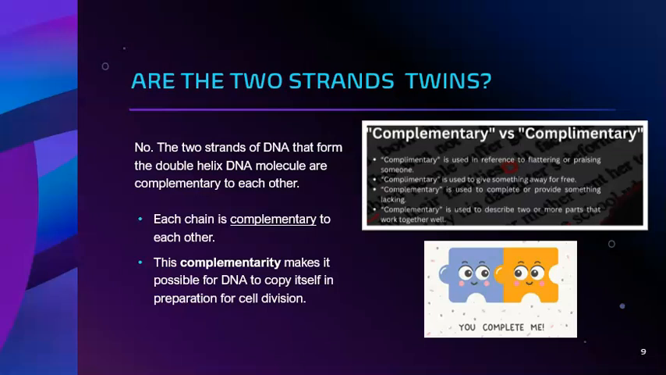And I included this because we have 2 spellings of the word complementary. If you're just trying to flatter someone or give them a compliment, we would spell it with an I. But if we're spelling it with an E, it's used to complete or provide something lacking. So these are completing each other when they bind together. They are complementary strands. And the complementarity makes it possible for DNA to copy itself in preparation for cell division.